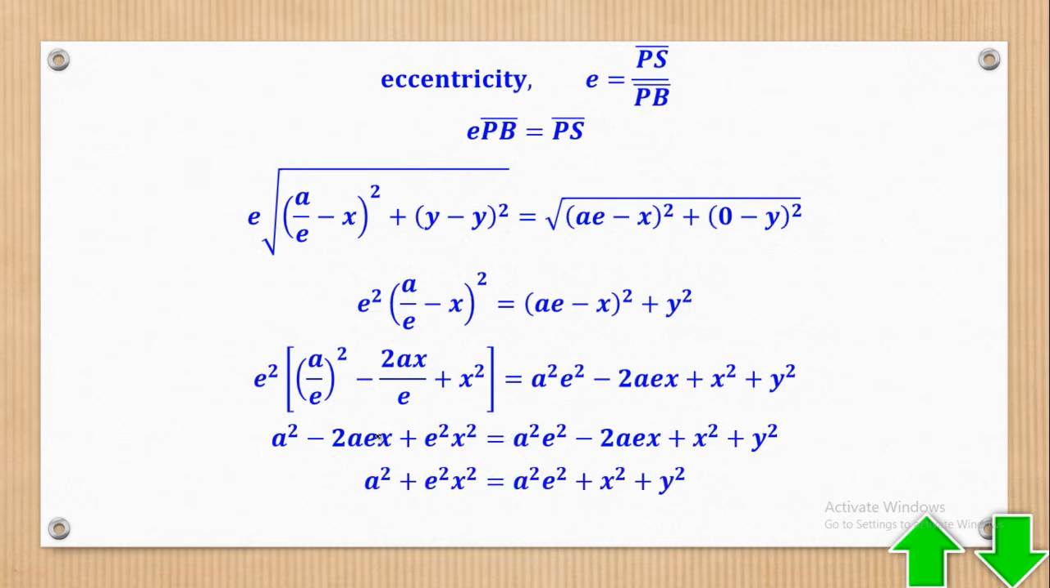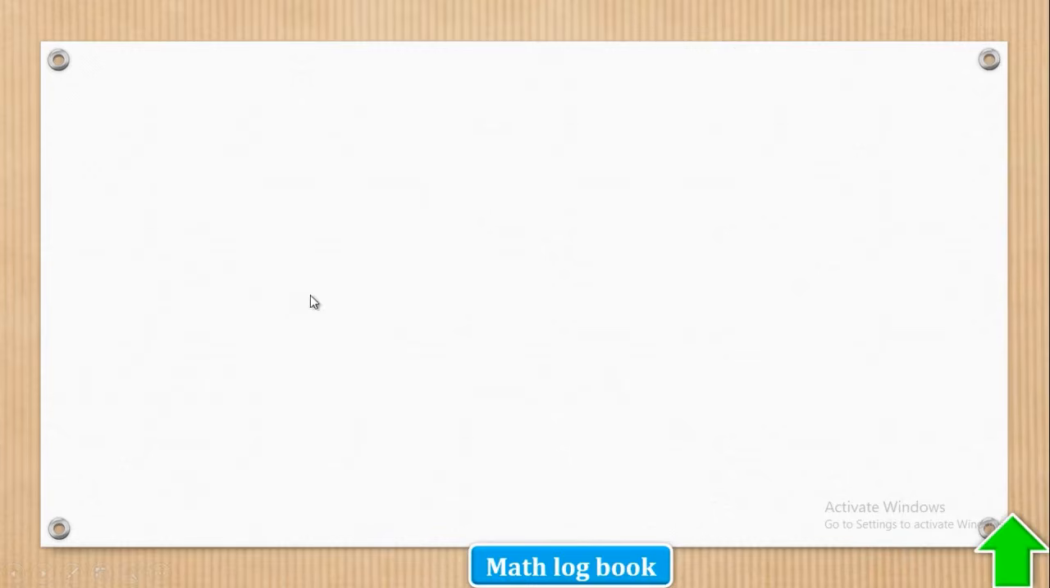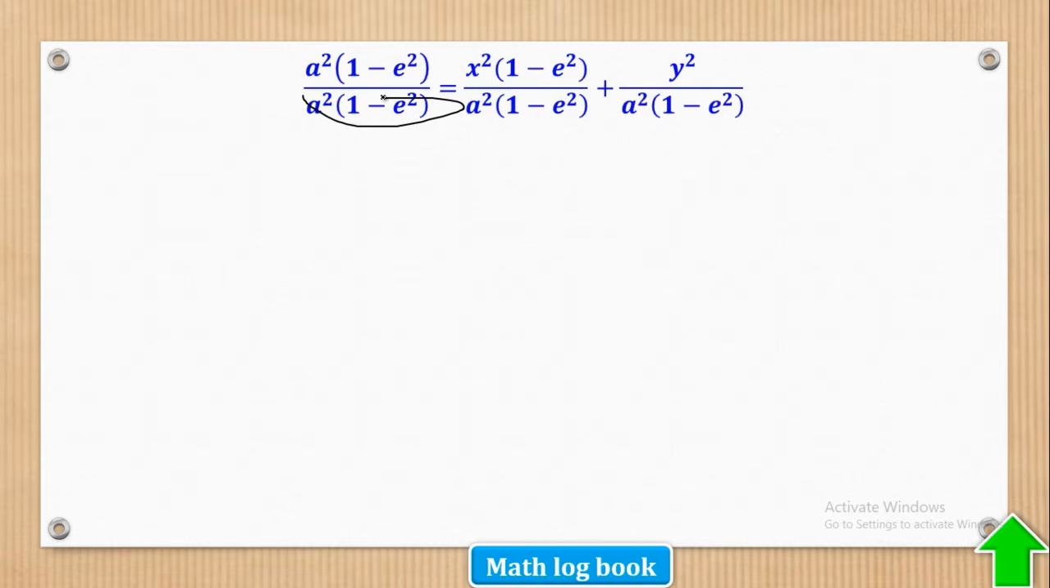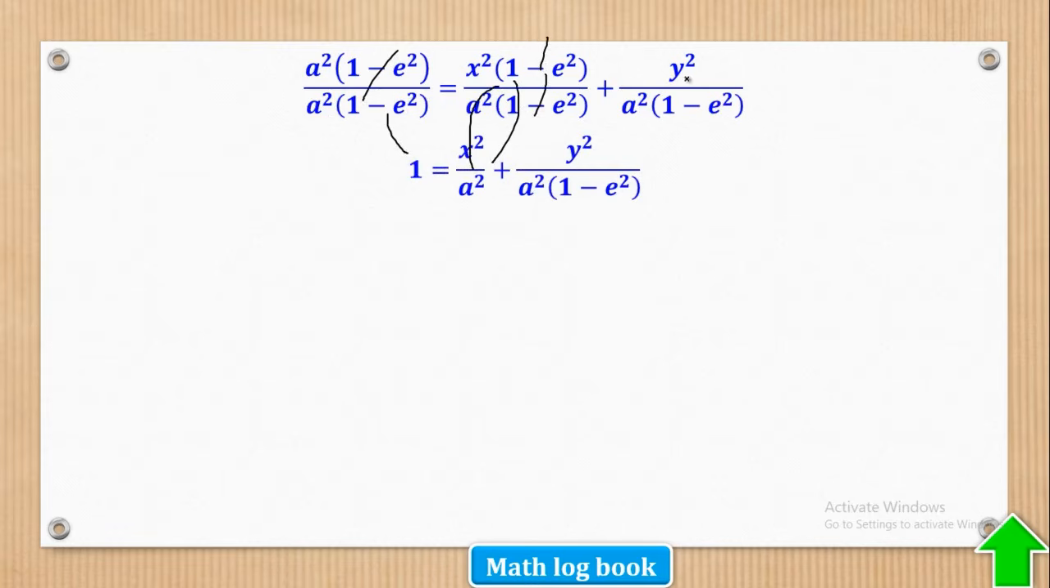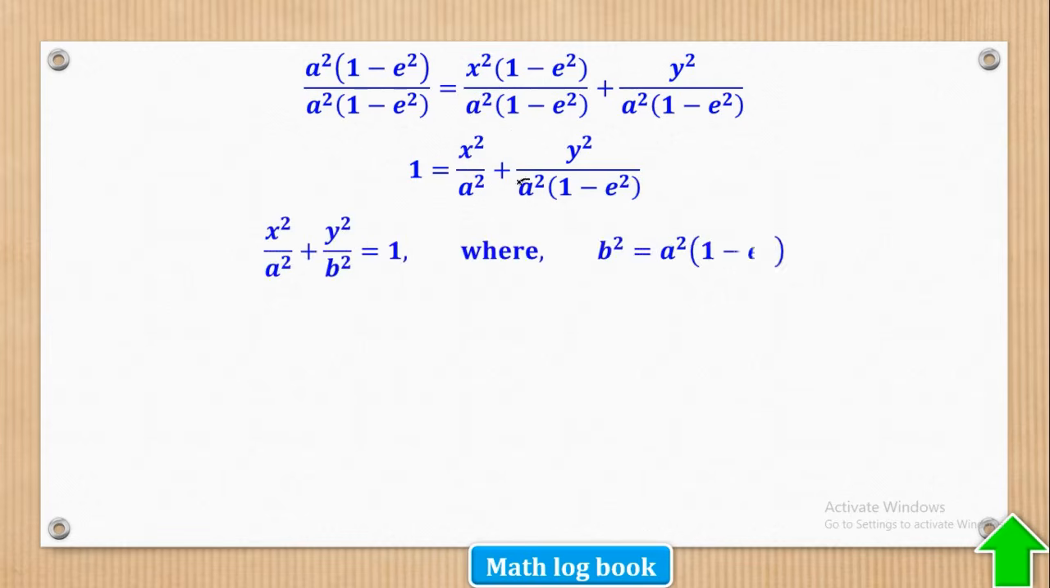Now next is to collect like terms. When I collect like terms, I'll come up with that, because this and this can cancel. Therefore when I rearrange, I'll come up with that. Then divide throughout by this, I'll come up with that step. Then this one becomes 1. And this one becomes that, because this and this cancel, remain with this alone, and the whole of that remains. Now what I'm going to do is let the whole of this denominator be equal to b squared.